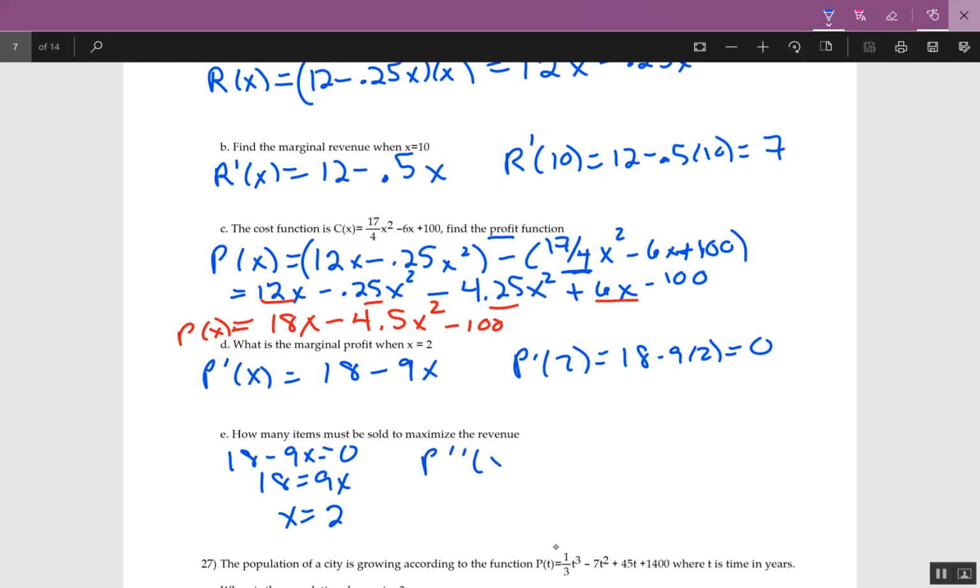So I want to take the second derivative. So 18 goes away, I get negative 9. Negative 9 as a second derivative tells me concavity. So getting this negative says this is concave down, and whatever extrema I have is going to be a max. Well, the only extrema we had was 2, so 2 is the number of items we should sell to maximize the revenue.